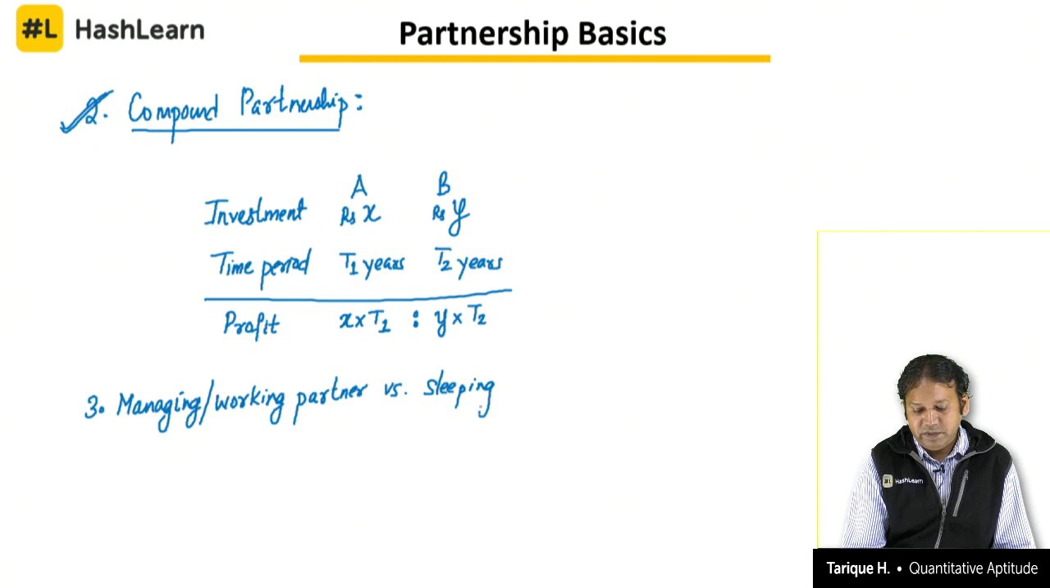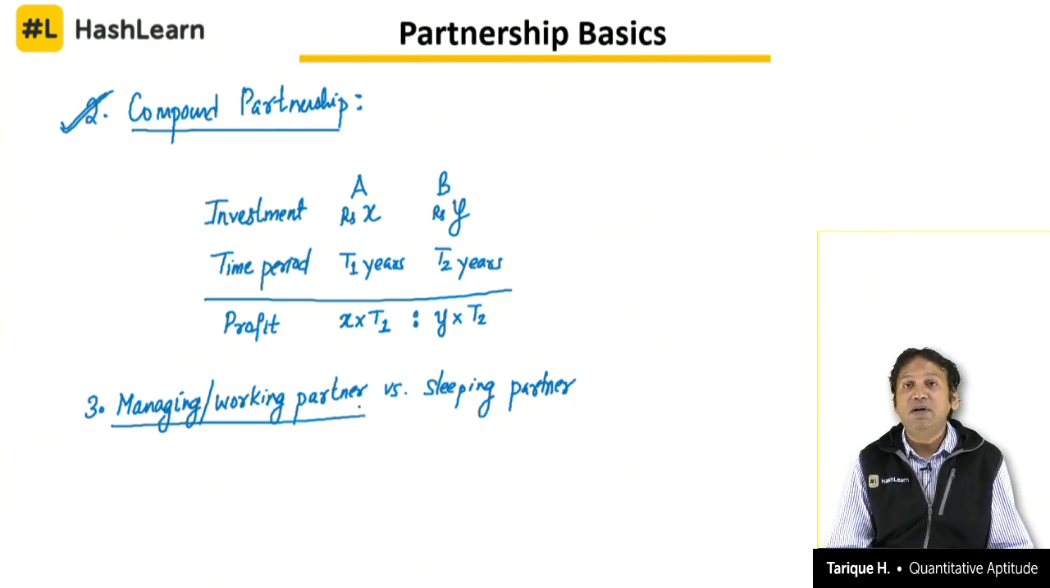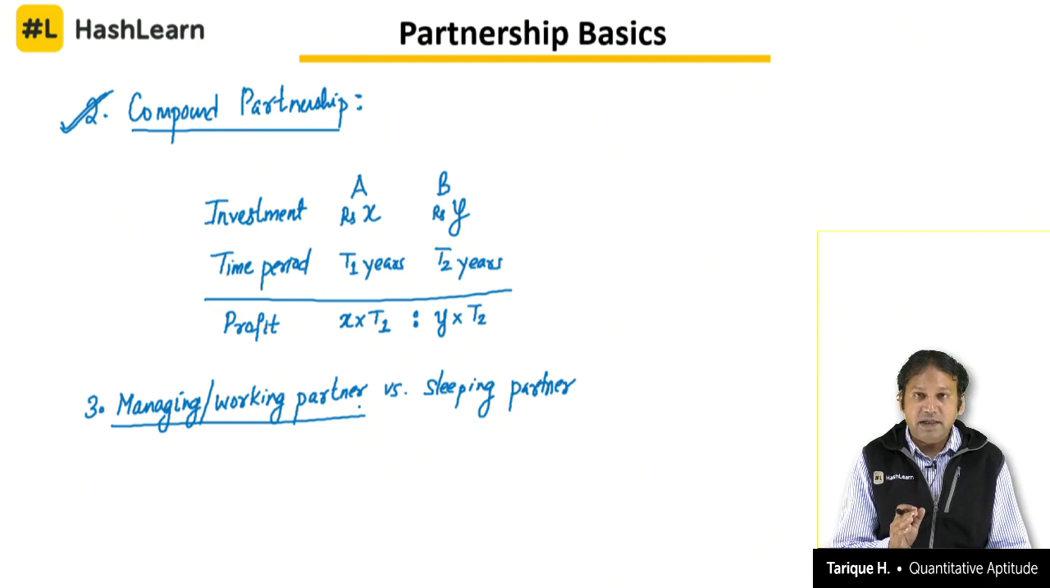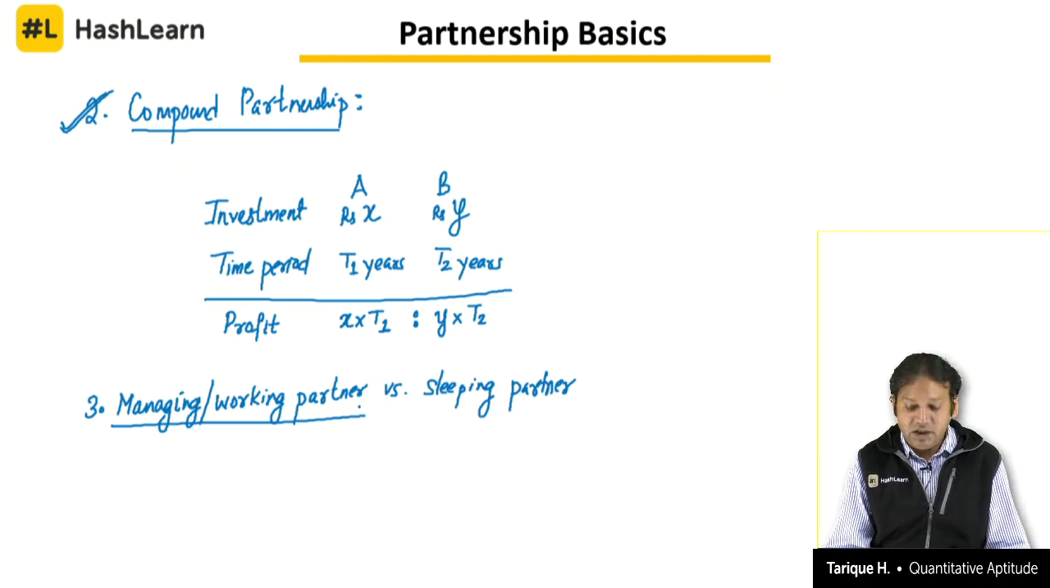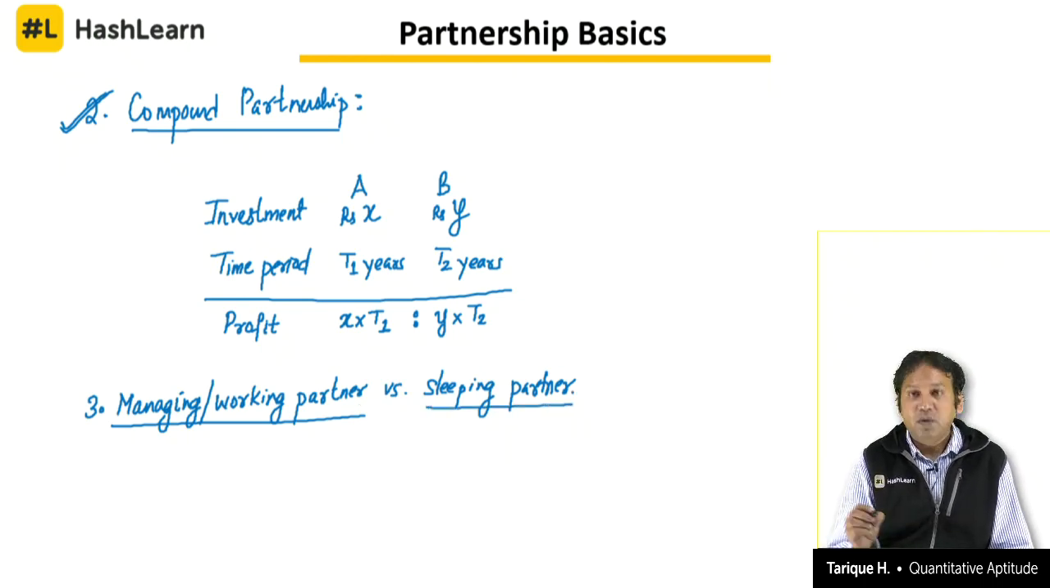So, very simple, a working partner is one who is involved in the day-to-day functioning of the business. So, suppose A and B both start a restaurant, and B actually sits in the restaurant and manages the restaurant, whereas A has only invested the money and A is working somewhere else. Clear? So, A is not the working partner, B is the working partner or managing partner who is involved in the day-to-day functioning of the business, whereas A, who has only invested money in the business, is a sleeping partner.